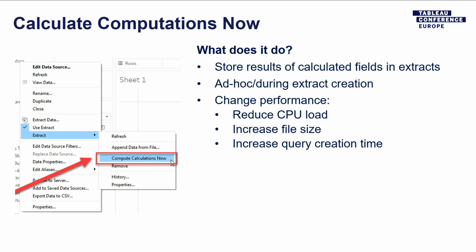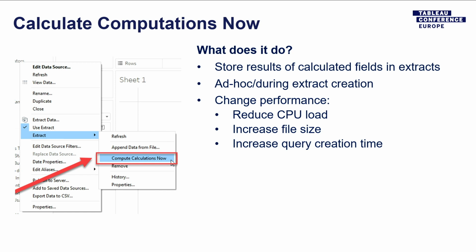But what does it do when you actually press it? Well, basically it materializes the calculated fields. So during the extract creation time or refresh time, or after you press this button, it will compute the results of your calculated fields and store those results physically, materialized within the extract file. So the performance characteristics really change. When you now load this, you can reduce the CPU load because you don't need to recompute those calculated fields, but you take the results, right? On the other hand, because you store something more, the file size of your extract will, of course, increase, and you have another step during the extract creation or refresh process, so those times will also be longer.